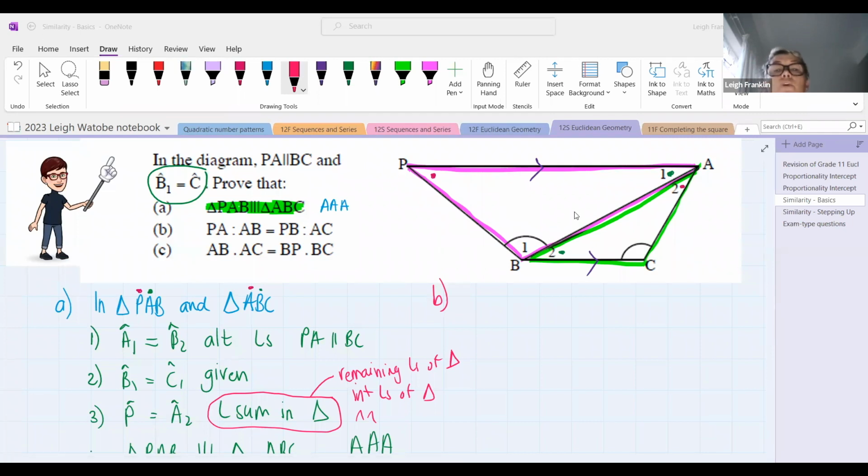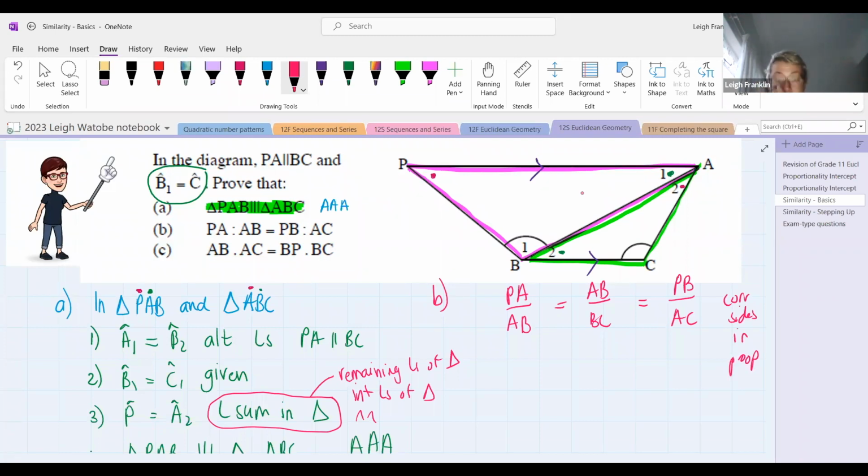Pleasure, Sehawu, no problem. Then for the next bit, B, we're going to use exactly what they gave us. So it's the first 2 letters over the first 2 letters, and the second 2 letters over the second 2 letters, and first and last over first and last. Okay, corresponding sides in proportion is our reason.